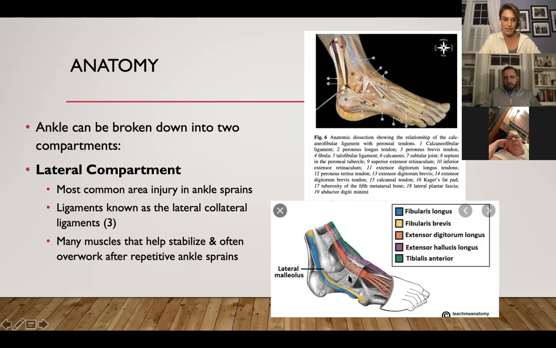A random fun fact is that after people have repetitively rolled their ankle so many times, these muscles out here, the fibularis longus and brevis, end up having to work much harder because they have to make up for the lack of stability from the ligaments. And so then I see a lot of times people that end up with pain there.